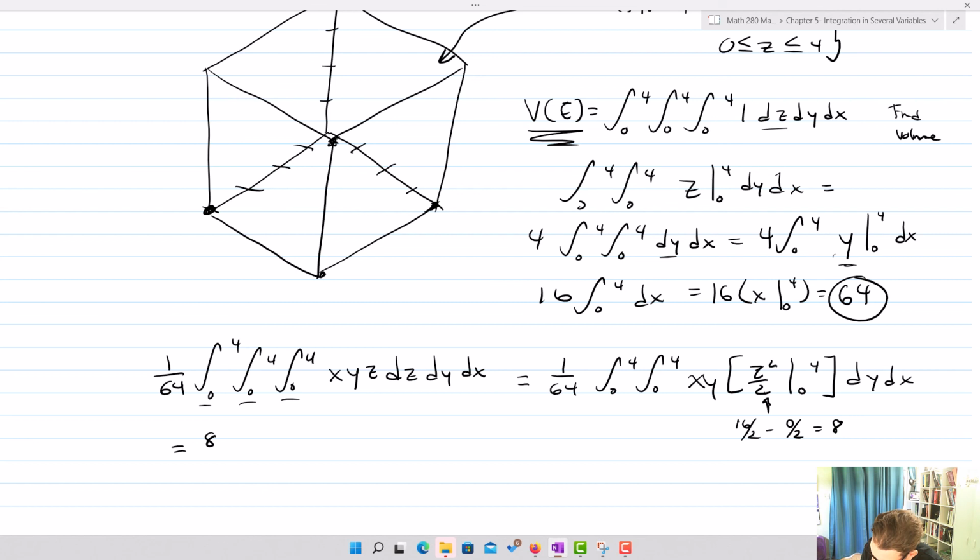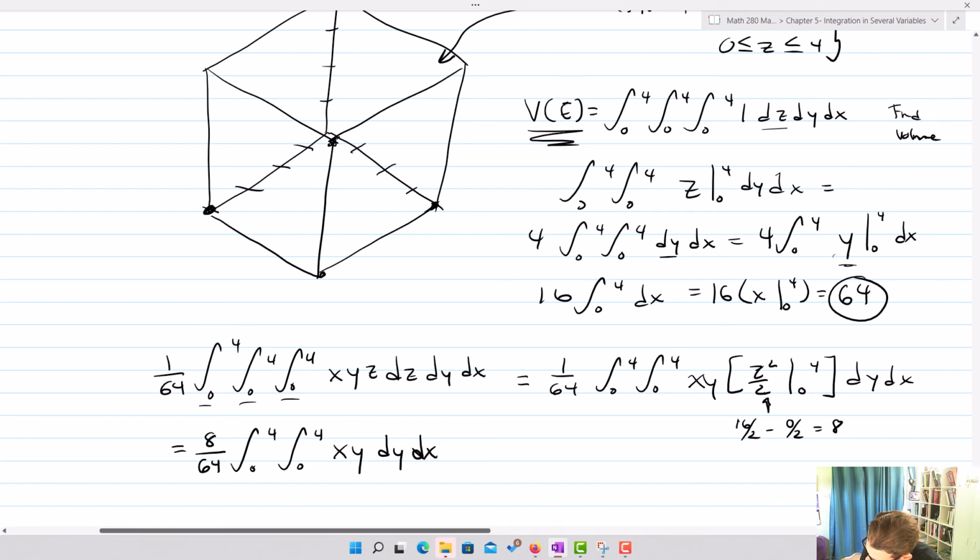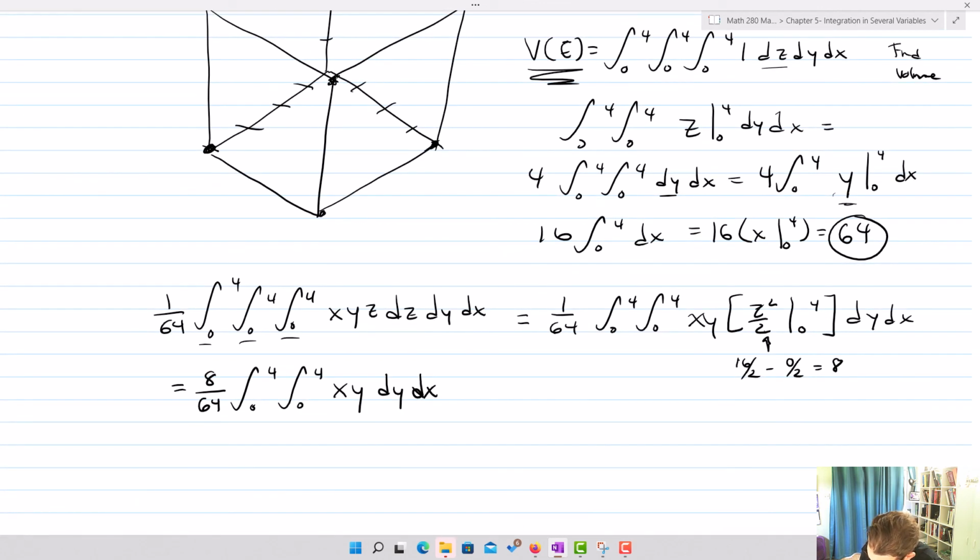So this is going to be 8 over 64. We'll pull out the 8. And now 0 to 4, 0 to 4, xy, dy dx. We will integrate with respect to y now. So this is now 8 over 64 times the integral from 0 to 4. And then this is going to be x, because x is constant. This will be y squared over 2, evaluated from 0 to 4, and dx.